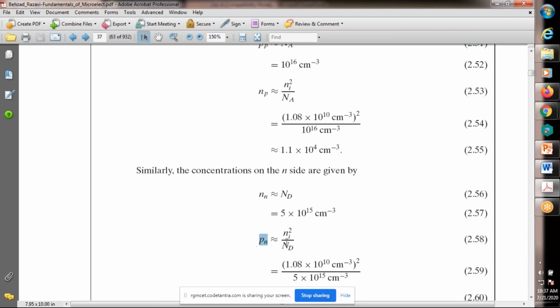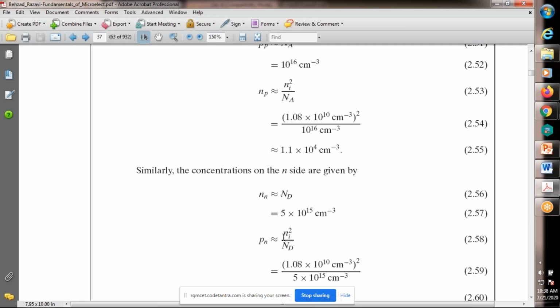Whereas minority carriers in N side is equal to Ni square by Nd. What is meant by Ni square? Intrinsic carrier concentration. Already we know the expression for Ni. Ni is equal to 5.2 into 10 power 15 T to the power 3/2. That means Ni value depends upon temperature. Remember this one. So which one depends on temperature? Minority carriers. So minority carriers depend upon temperature. Remember this important point.